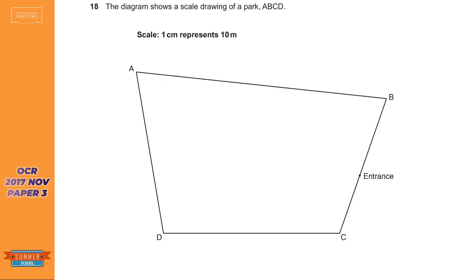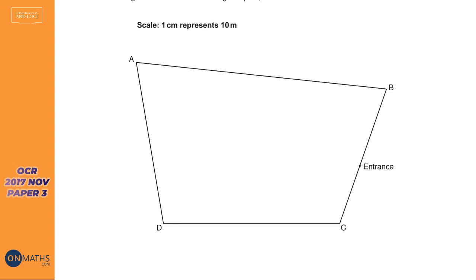label it as well. Our final questions from OCR, and this is the question I've been dreading, because this is really difficult to show on a video like this, but we're going to try our best. So it says that the diagram shows a scale drawing of a park, and 1 centimetre represents 10 metres, so we'll probably need that for later.